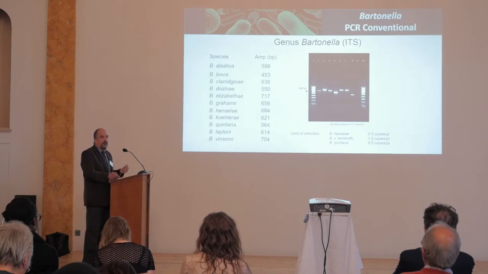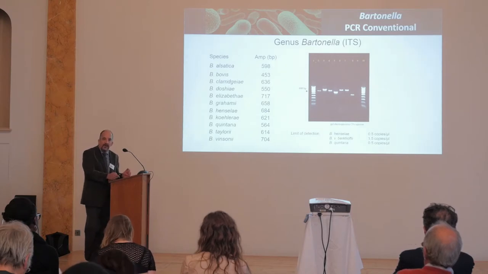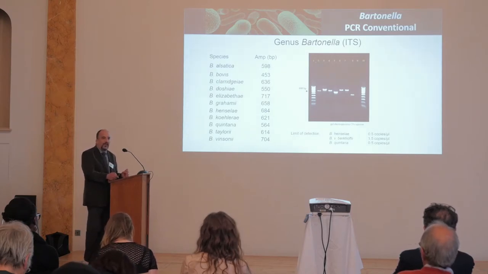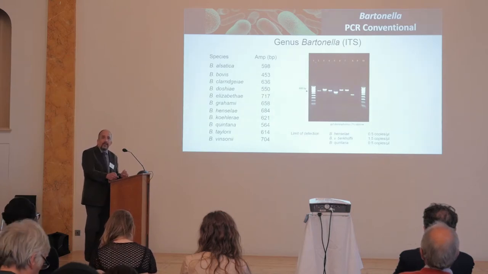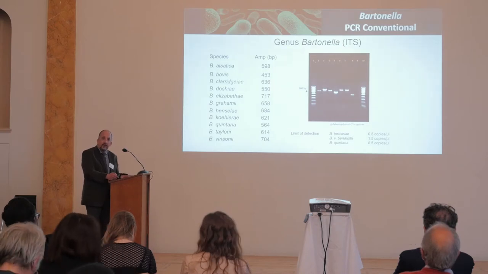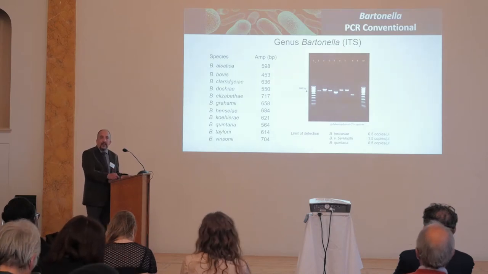Talking about the molecular part, in the conventional method we choose the ITS, the region between 16S and 23S, because it's the most variable of all. There is a very closely related genus called Mesorhizobium, even in molecular grade water, where if you use 16S, there is not much difference between that genus and Bartonella to differentiate them.